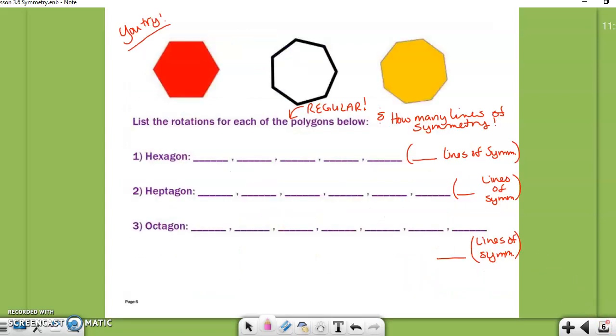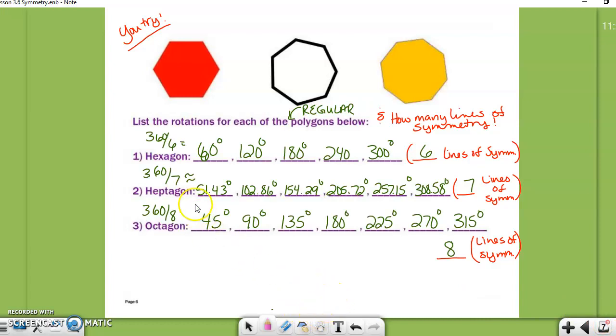All right, last thing. I want you to try. I want you to list the rotations for each of the regular polygons, so all the sides are congruent, all the angles are congruent. And I want you to list how many lines of symmetry there are. So go ahead and pause the video. Fill in all your rotational symmetries, your lines of symmetry. You can come back and check your work.